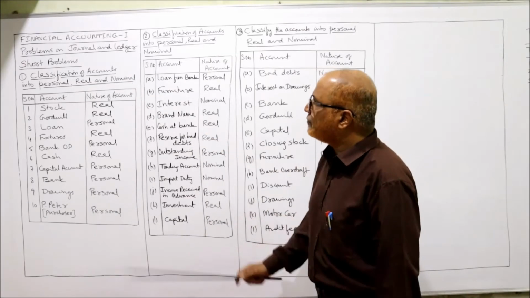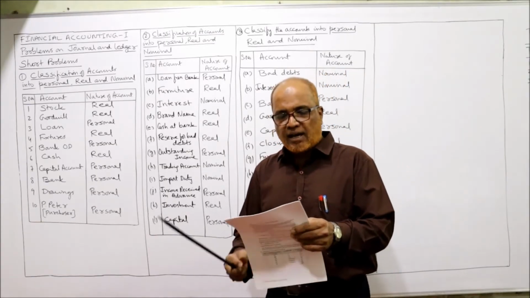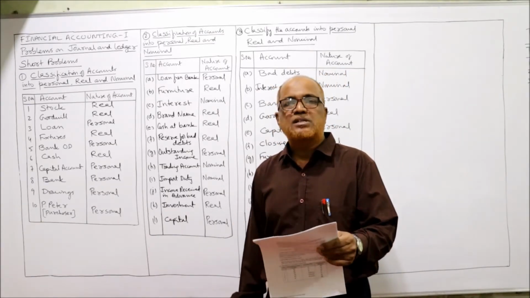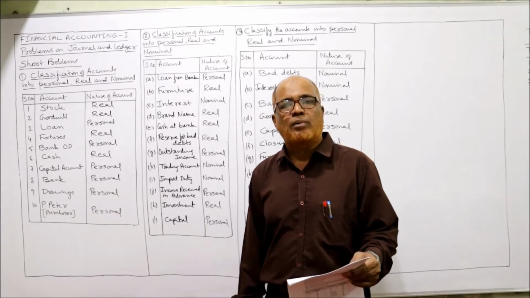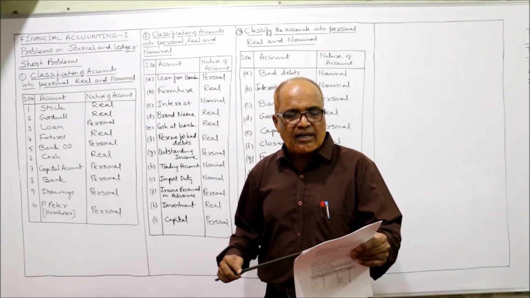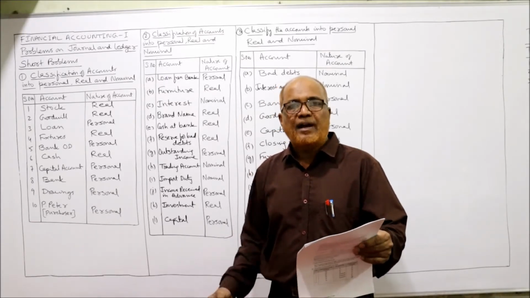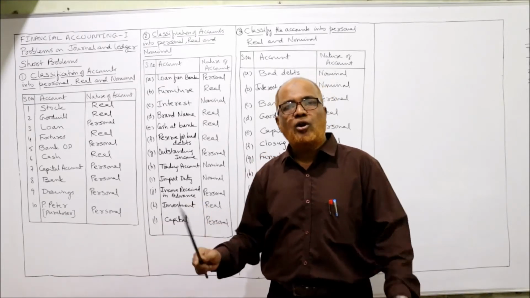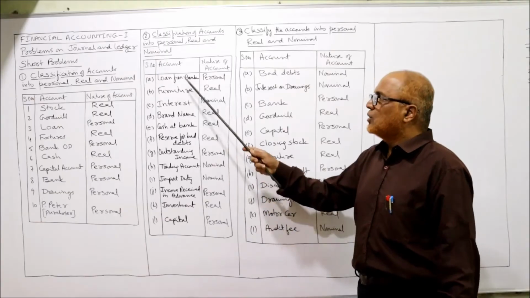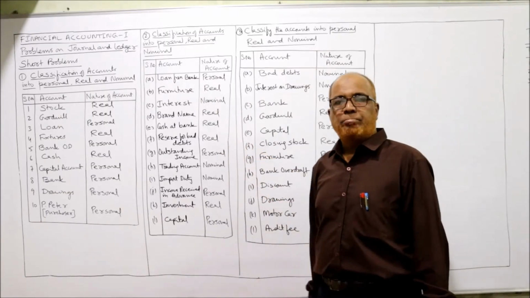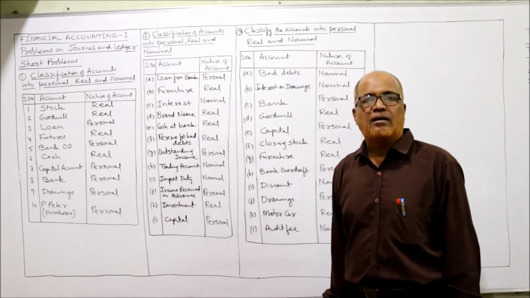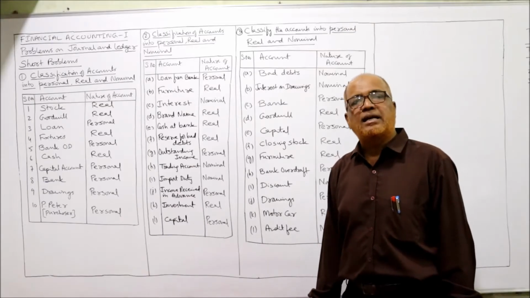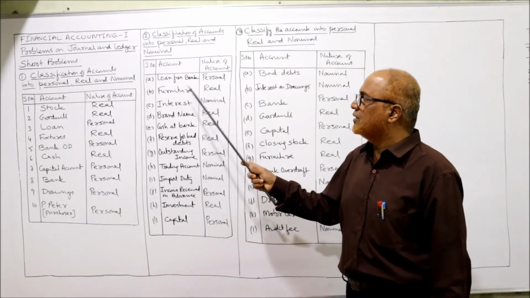Now we'll come to the next problem. Second, classify the following accounts into personal, real and nominal, just like the previous problem. We are given items A, B, C, D up to L. Different accounts are given and we have to classify them. The first, loan from bank. Just now I told you loan from bank is a representative personal account.